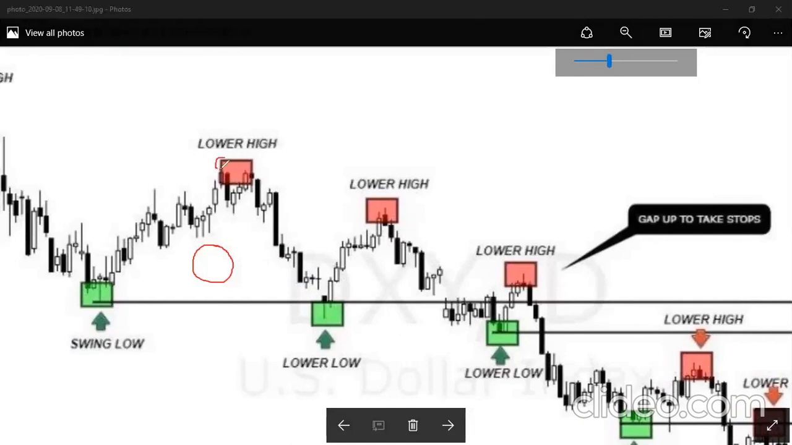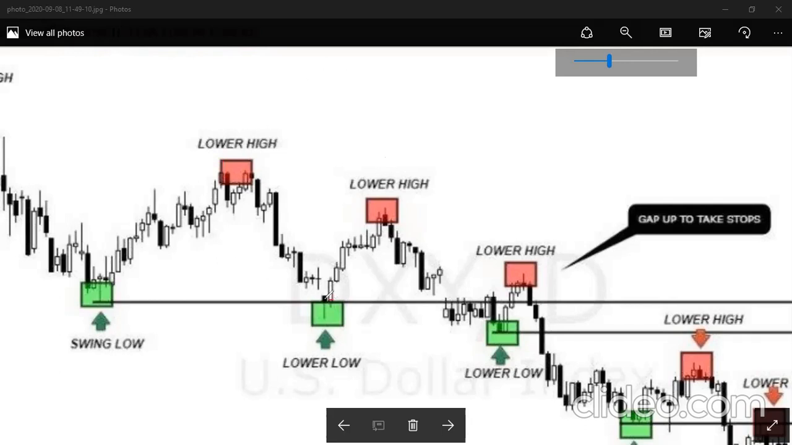I think this was the big one, the last one. I can't see clearly between these two, but I think this was the last one. Okay, this one was higher than this one. Okay, got it. Makes sense.